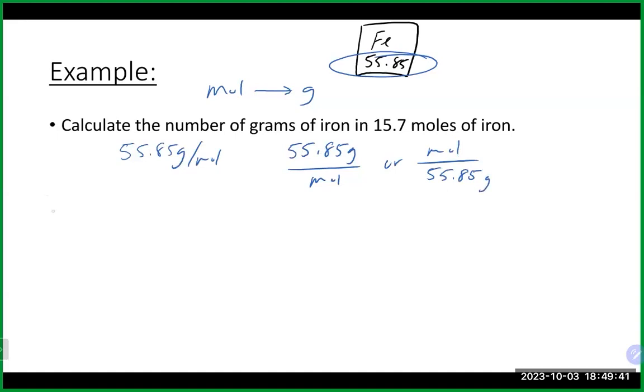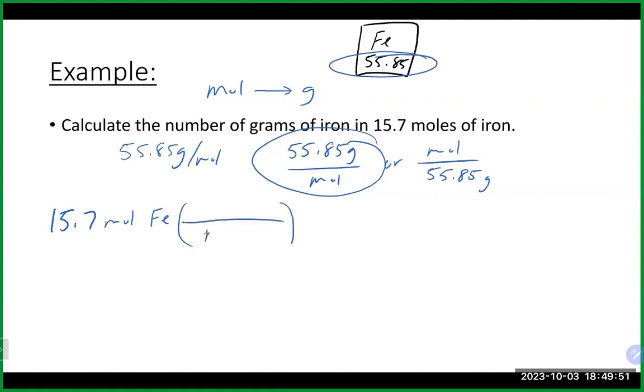And in this case, we will start with 15.7 moles of iron. We want to get rid of moles, so we're going to use it just like this. We can set it up as dimensional analysis. So again, we can see the units and make sure we're multiplying when we want to, and perhaps divide when we want to. In this case, we're going to multiply, and that's going to get us 15.7 times 55.85, going to give us 876.845. And these would be grams.